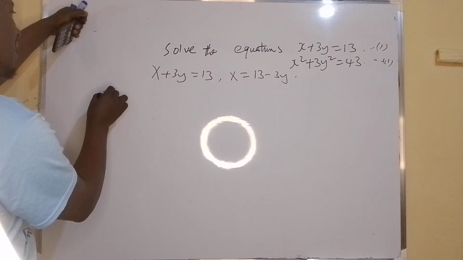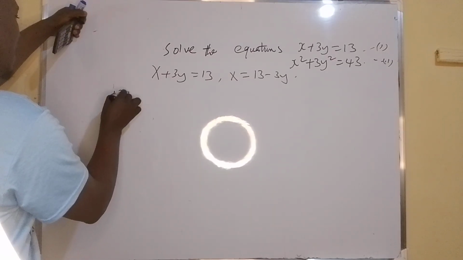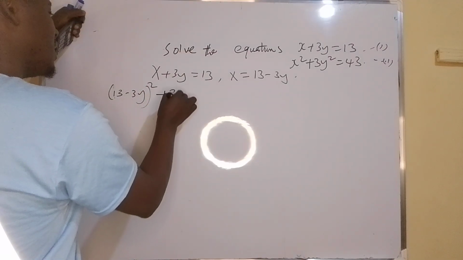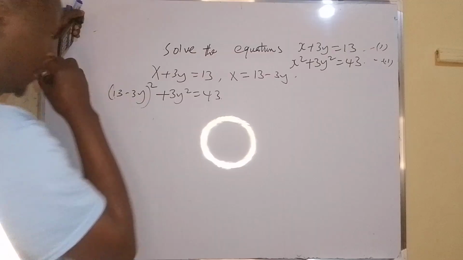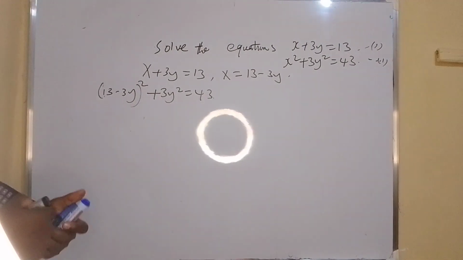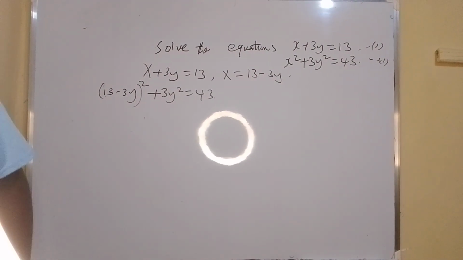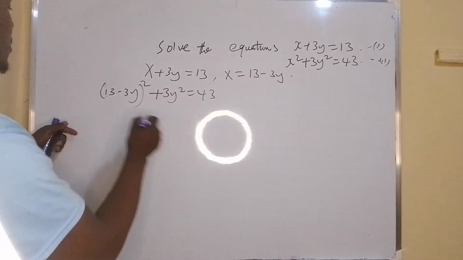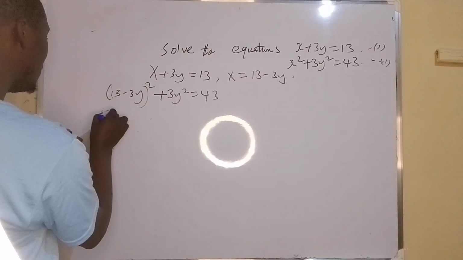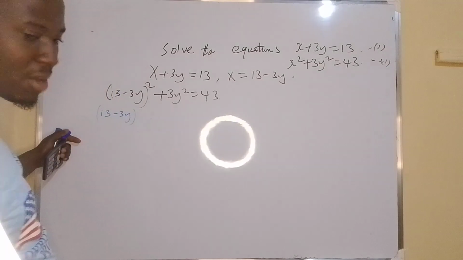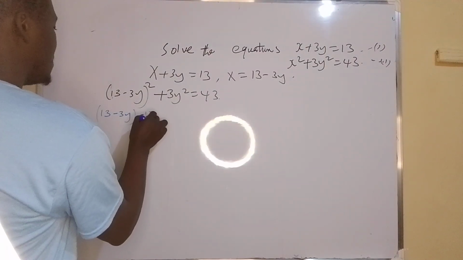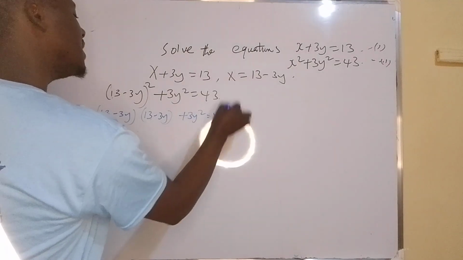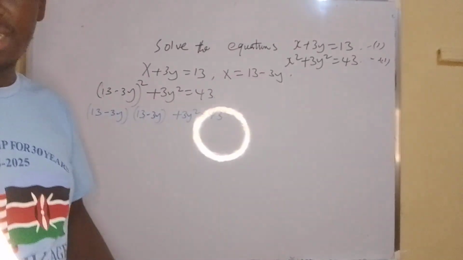You go to x squared. The value of x is 13 minus 3y, squared, plus 3y squared is equal to 43. Proceed by opening the brackets there. When you open the brackets, it will give you 13 minus 3y as a number by itself, times 13 minus 3y, plus 3y squared is equal to 43. That is the meaning of that, right?